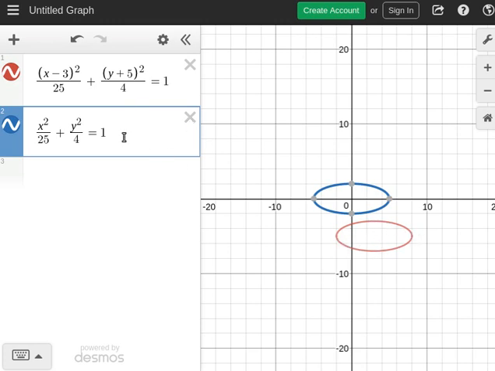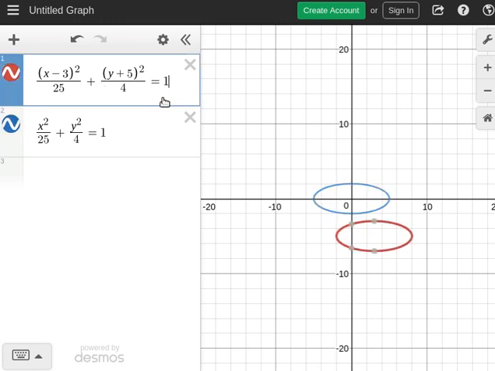I graphed this, let me just highlight this for you so you can see that's the one we care about. But I also put in this one for you, the blue one. That's because this is the graph of what you would have had without shifts. So you can see that every point on this ellipse has been shifted to the right 3 and then down 5. My scale is 2, 4, 6, 8, 10. So 3 is right here, right? And then down 5 would be right there. So this is the center, right? Every point has been shifted to the right 3 and down 5.